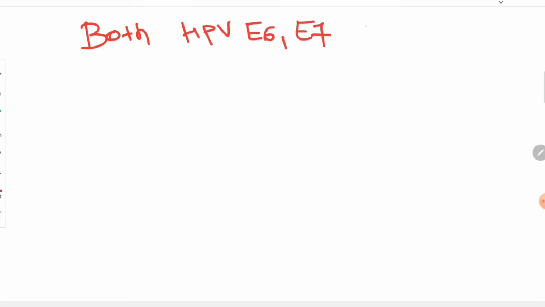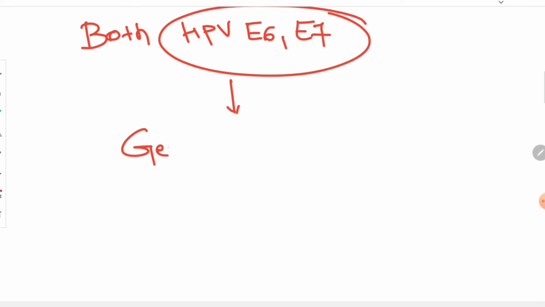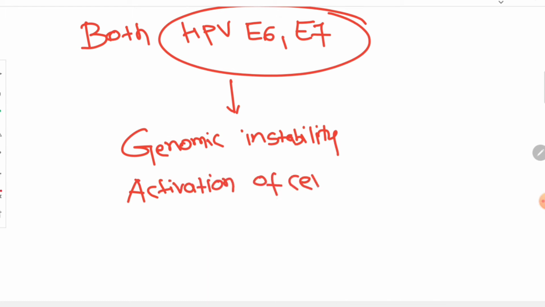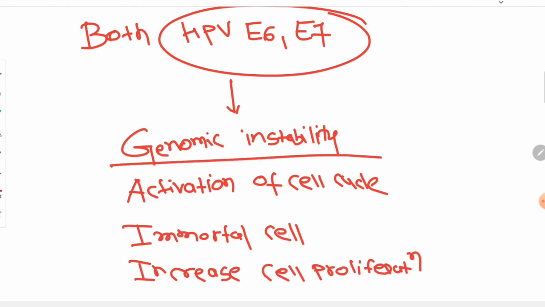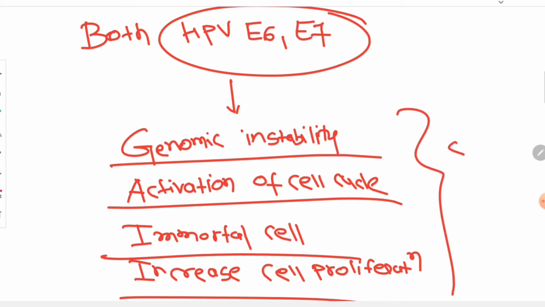So you can easily understand that both HPV E6 and E7 will provide genomic instability. They will not stabilize our genome. The genomic instability occurs if they are overexpressed. They will activate the cell cycle. They will immortalize the cell by inhibition of replicative senescence, right? They will increase the cell proliferation. So because of all these factors, cancer can occur by HPV high risk type. All right.